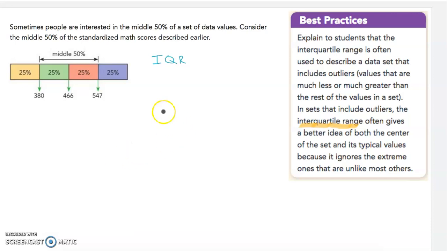So to find the interquartile range, what we're going to do is Q3 minus Q1. Now Q3 in this case is 547, and we're going to subtract 380 from there. That's Q1. All right, so we're going to wind up with 167. So in this case, the interquartile range is 167.